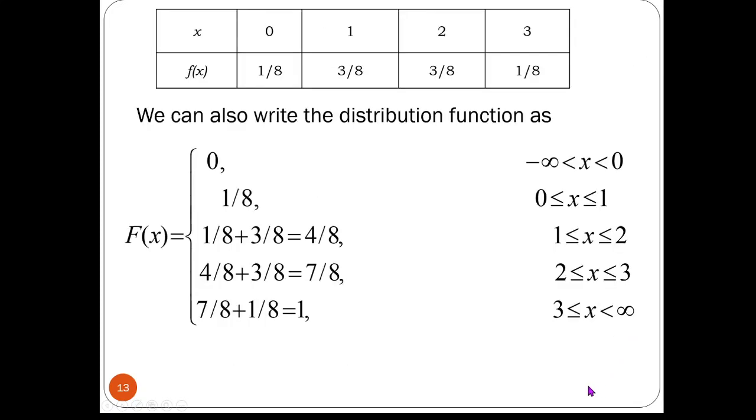Now the other way to represent the distribution function capital F of x is as follows. It is equal to 0 for the interval where x lies between minus infinity and the first value, which is 0. For 0 to 1 it is 1 by 8. For 1 to 2 it is 3 by 8 plus 1 by 8, or we can say 1 by 8 plus the next 3 by 8, that is 4 by 8.